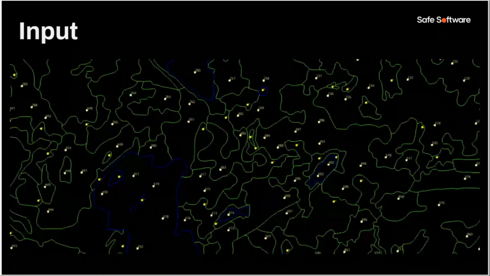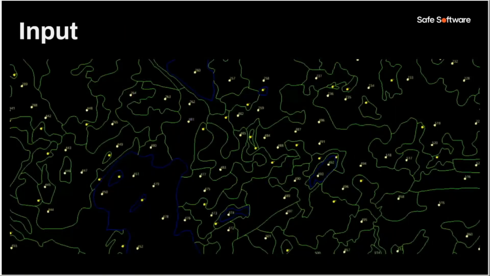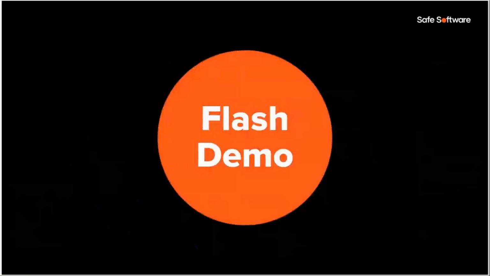And this is what our input data looks like. This is the forest cover map that was drawn in MicroStation. You can see the yellow interior points there. And now I'm going to be showing you how this is done in FME with a little flash demo.